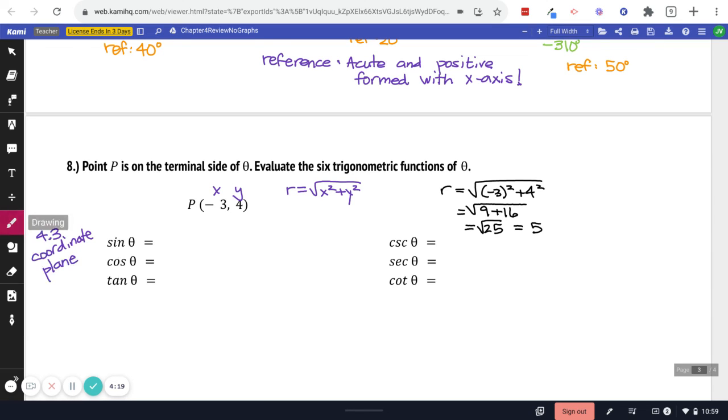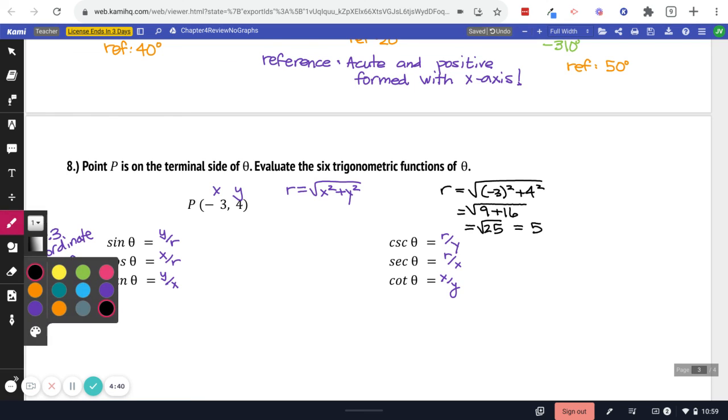Now, sine used to be O over H, now it's y over r. Cosine is x over r. And tangent is y over x, because it's sine over cosine. Cosecant then is r over y. Secant is r over x. And cotangent is x over y.